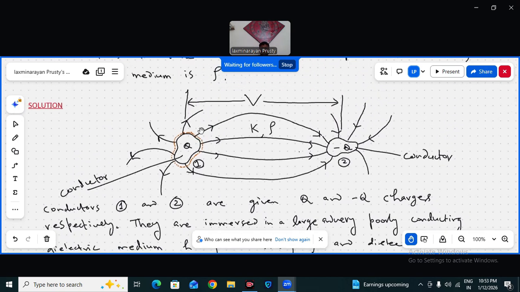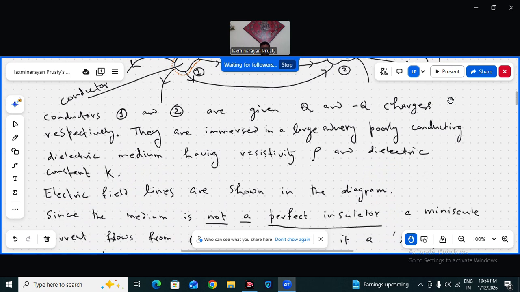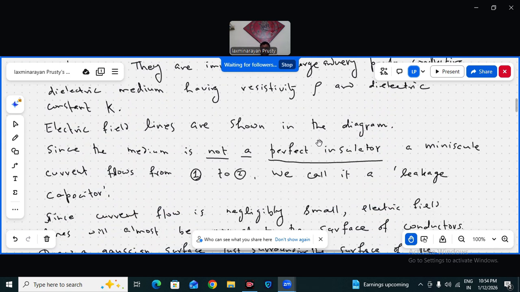Since it is very poorly conducting, current flow is insignificant, so the field lines will almost be normal to the surface of the conductors here. That's what I have explicitly written. Field lines are shown in the diagram. Since the medium is not a perfect insulator, a minuscule current flows from 1 to 2. We call it leakage current, and we call this a leakage capacitor as well. Questions have been asked based on this. I'm not giving something very out of place.